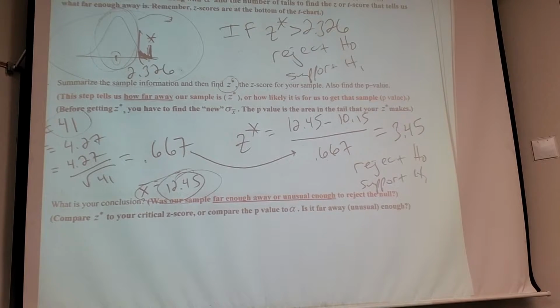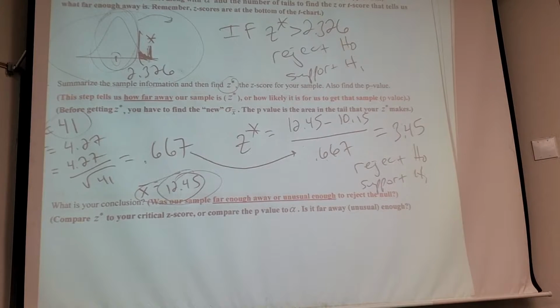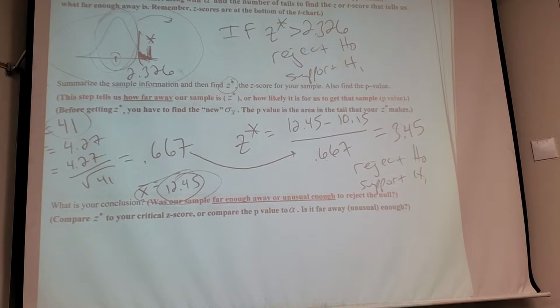Yes. I like it. Technically, if it exactly equaled 2.326, it's not enough evidence. But if it's that close, then you kind of want to maybe give yourself more decimal places. Right? Okay.